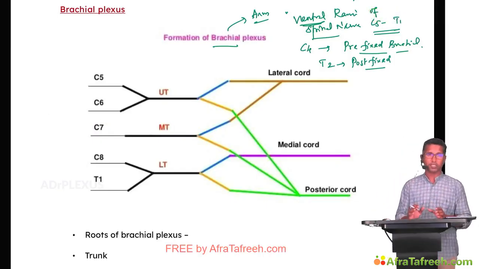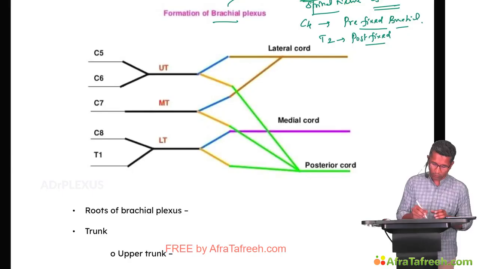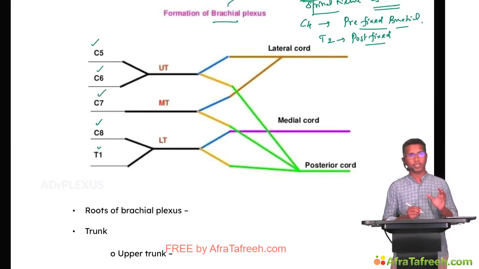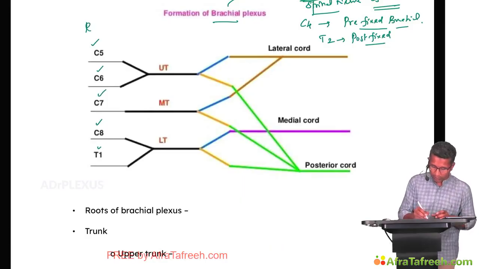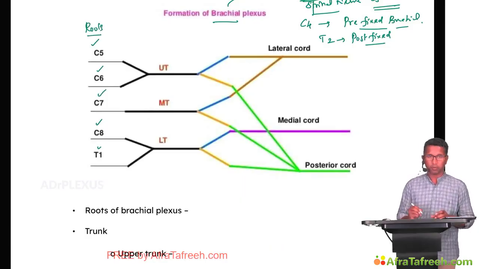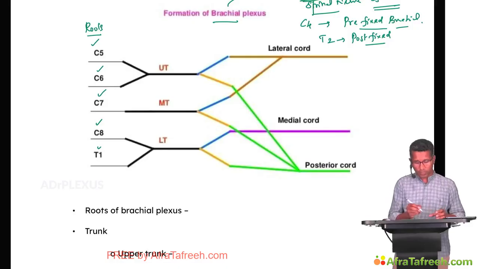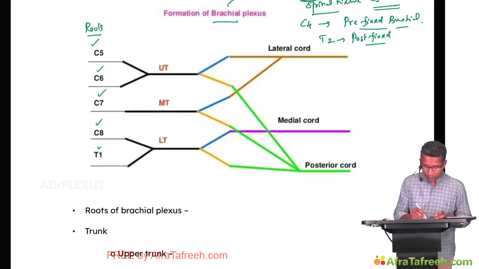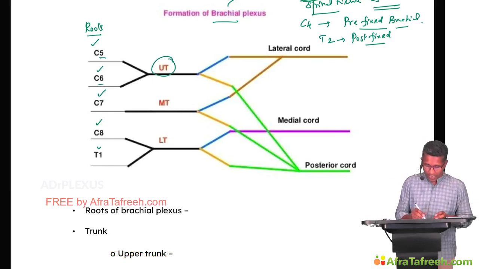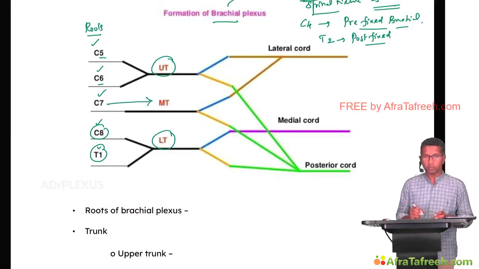But when you take the formation of the brachial plexus, the main roots which are involved are C5, C6, C7, C8 and T1, guys. These are the roots of the brachial plexus. Now what happens to these roots? The C5 and C6 roots join to form the upper trunk. The C8 and T1 roots join to form the lower trunk. The C7 does not join with anyone, it simply forms the middle trunk.